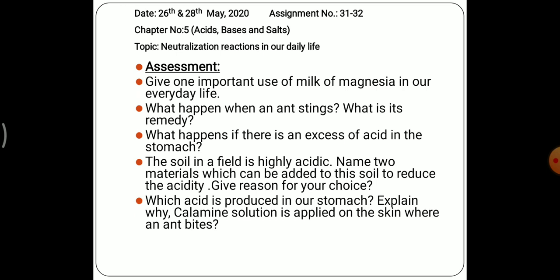Then, which acid is produced in our stomach? Explain why calamine solution is applied on the skin where an ant bites. We have studied what type of acid is present in the stomach. It is hydrochloric acid. So I hope you all will be able to answer all these questions.